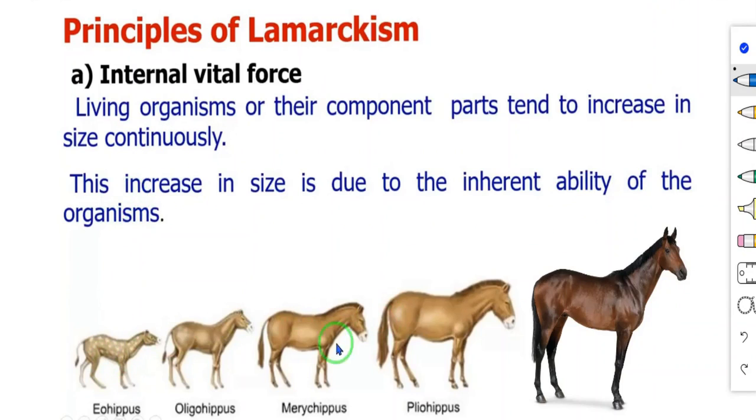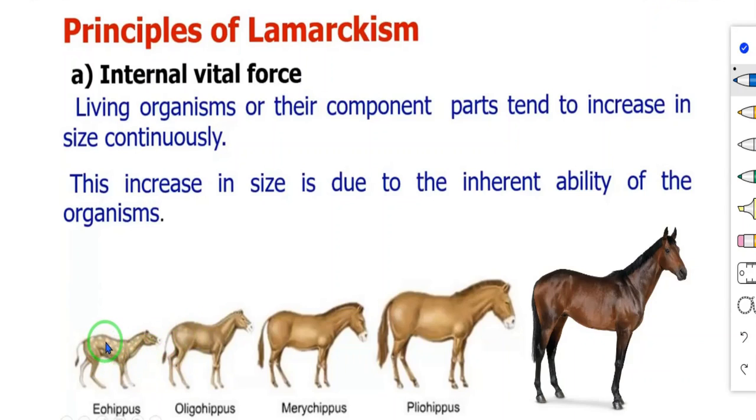Now you see in this diagram, the horse diagram. This is a modern horse. This modern horse evolved from Pliohippus. Pliohippus evolved from Merychippus. Merychippus evolved from Mesohippus. Mesohippus evolved from Eohippus.